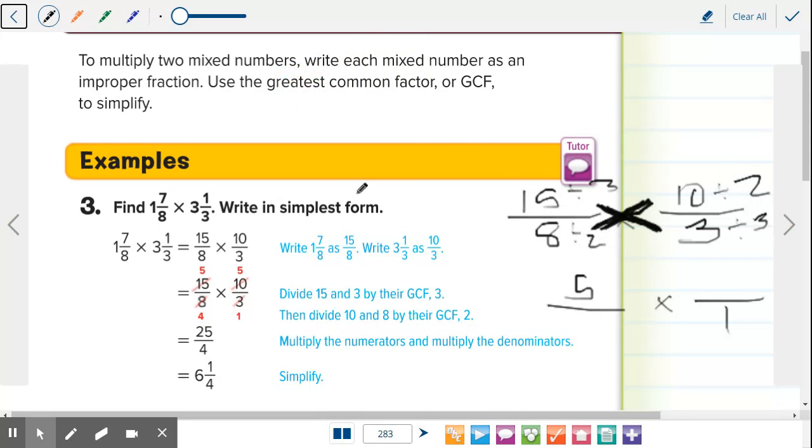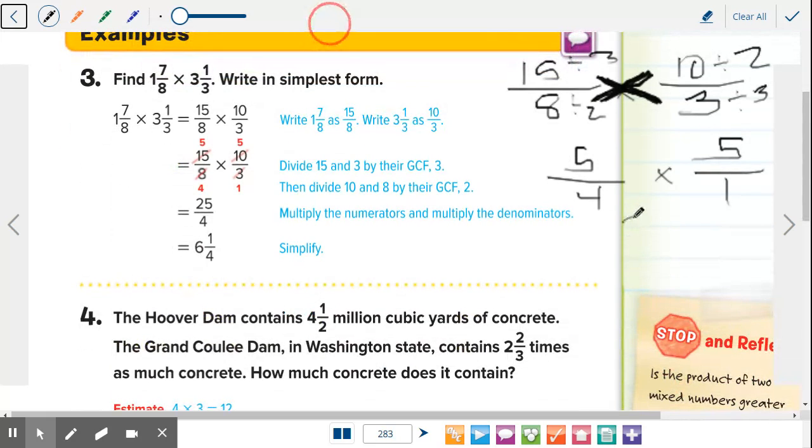The other reason why I like doing this first is because it saves you from getting a bunch of big numbers. So then if you wouldn't have done this, you would have done 15 times 10, which is 150, over 24. That's got a lot harder to work with than what it's going to be. So 8 divided by 2 is 4. 10 divided by 2 is 5. So now what's 5 times 5? 25. 4 times 1?